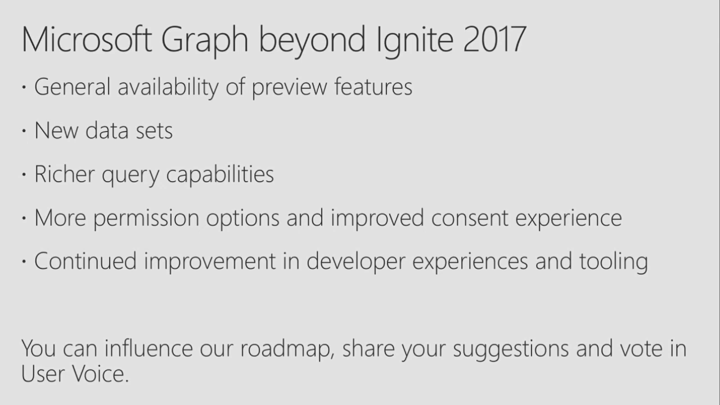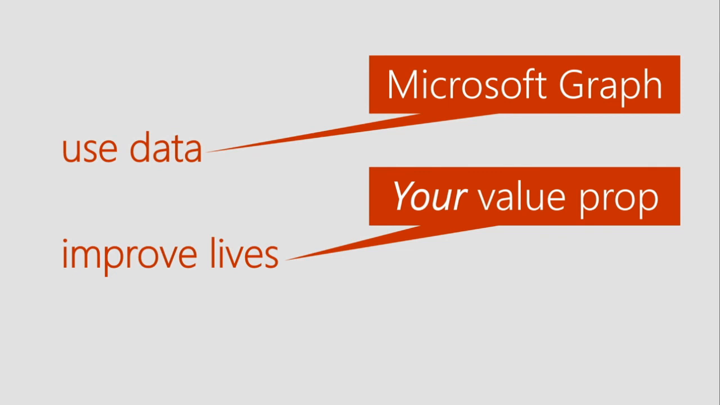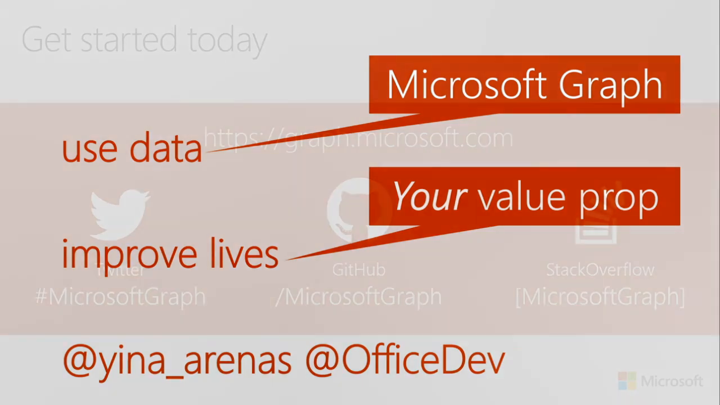I'm going to also let you know that you can influence our roadmap by sharing your suggestions, going to user voice and voting, or creating new requests there. So I'm going to go back to where we started, on your value proposition of improving lives with the software that you built, and how you can use the Microsoft Graph and all of the data that is behind it to actually feed your applications. So let me know about the things that you're building. Just tweet me at Irenas and also at Office Dev as well. We want to know about the things that you're building.